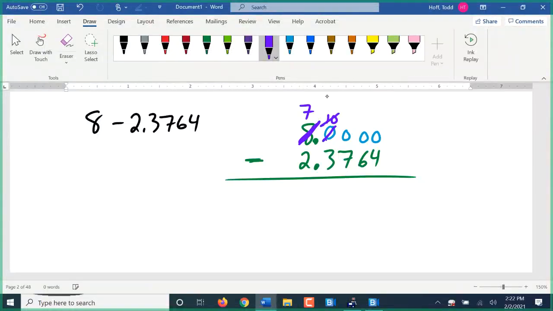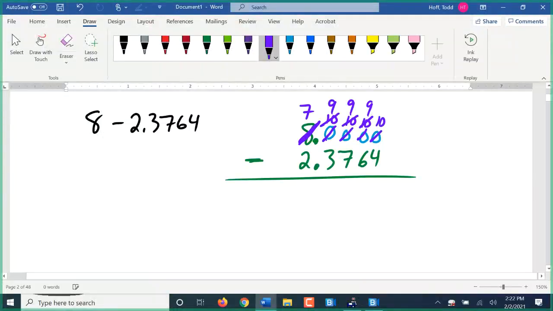So borrow from this 10, it becomes a 9. This 0 becomes a 10. Borrow again. Borrow from that 10, it's a 9. That 0 is a 10. Well, we still need to get one more place with it, so we borrow again. That's a 9. That's a 10 now. Now we have made it to where we needed our borrowing in the beginning, and we can go ahead and subtract. 10 minus 4 is 6.